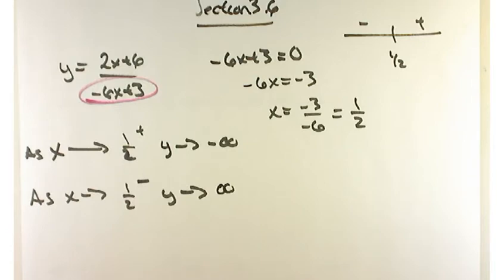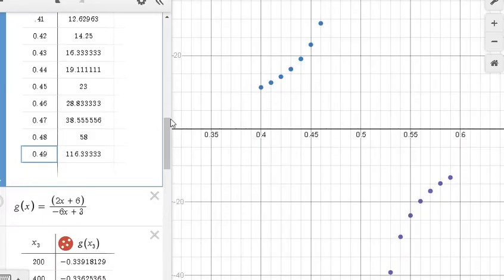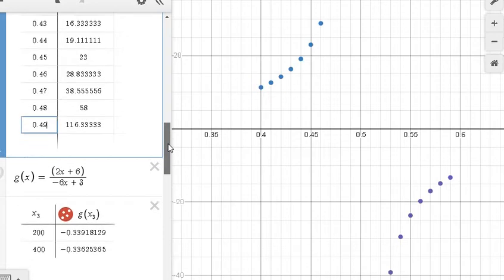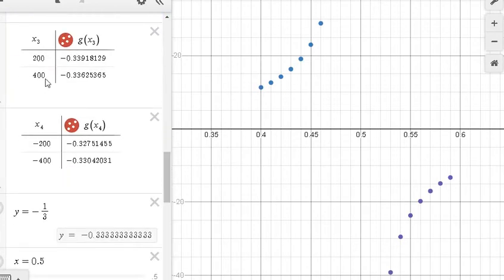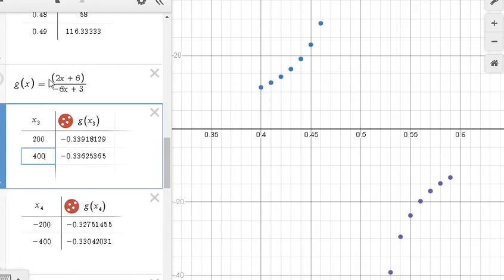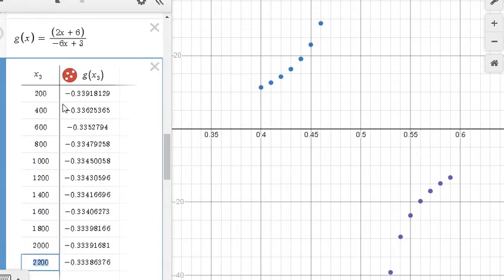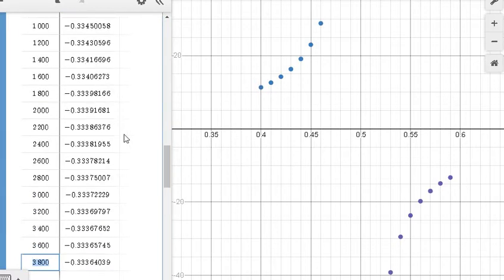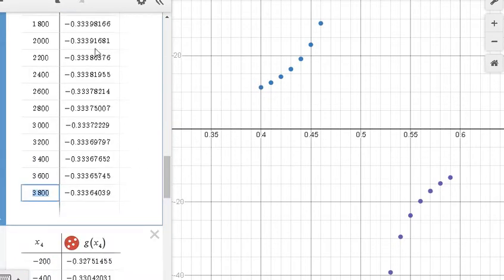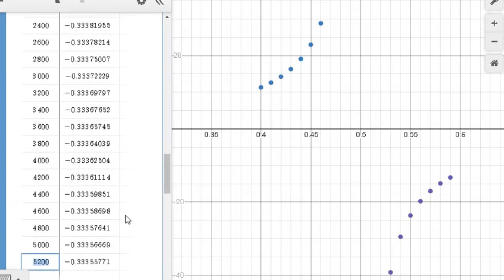Now there are some more behaviors as well, and I want to look at the behavior in one more way. And that is, what if the values of x get really, really big? That is, instead of looking at x approaching 0.5, what if I let x equal 200, then 400, then 600, and so on? I can just keep on pressing enter. Do the values of y explode, or are they settling down to something? Kind of settling down, right?